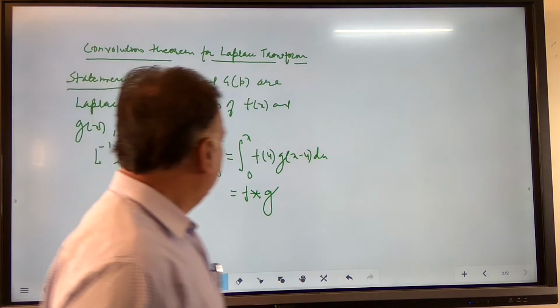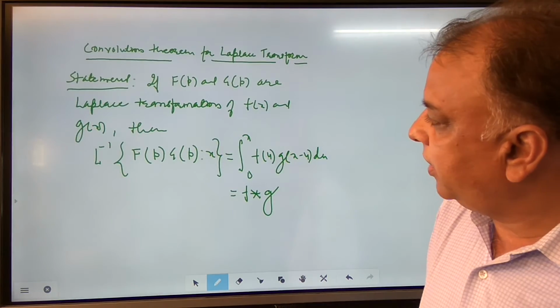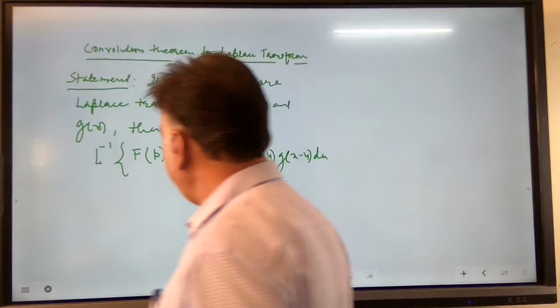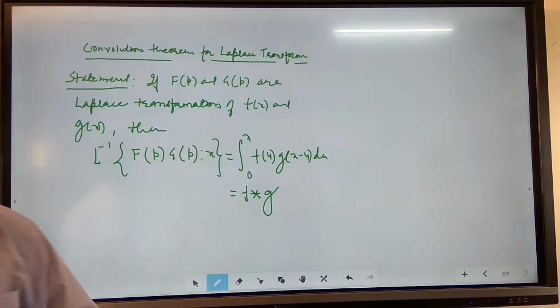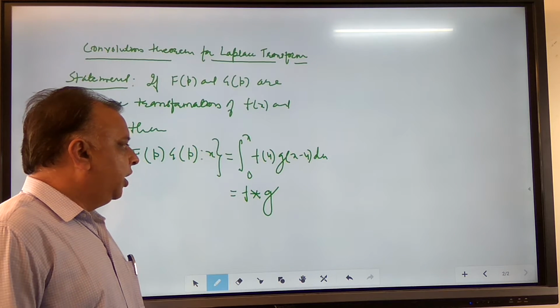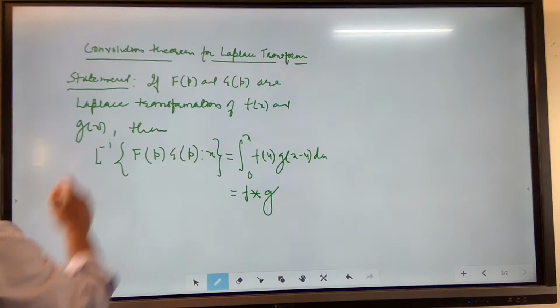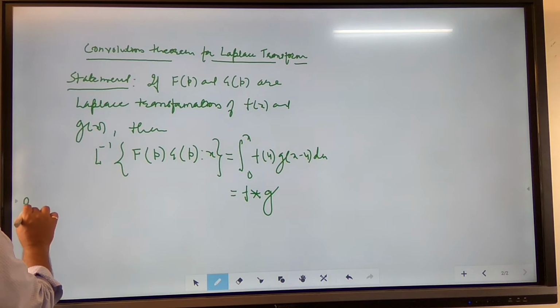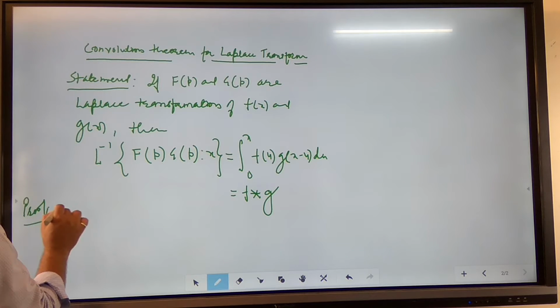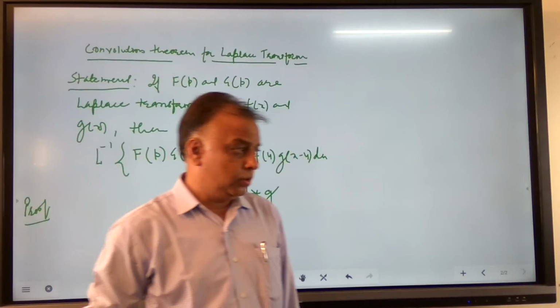So for the convolution theorem, we have to prove that the inverse Laplace transformation of F(p) into G(p), that is the product of the two functions, is equal to integral 0 to x f of u g of (x minus u). So the proof of this theorem, we will use the properties of the Laplace transformation to prove this theorem.